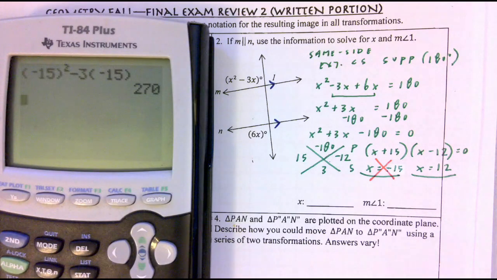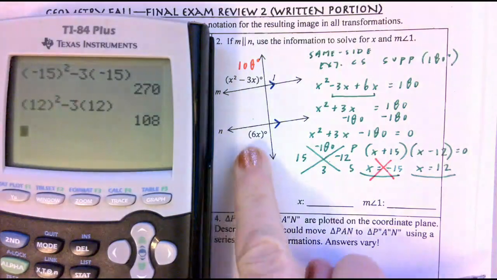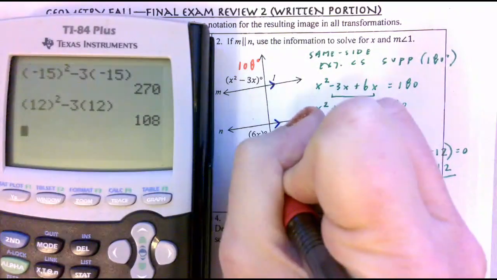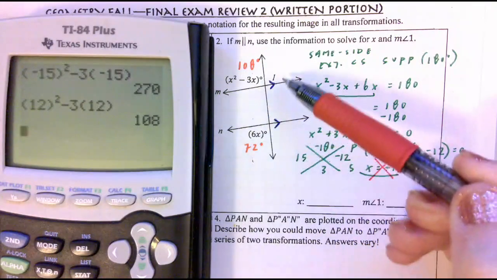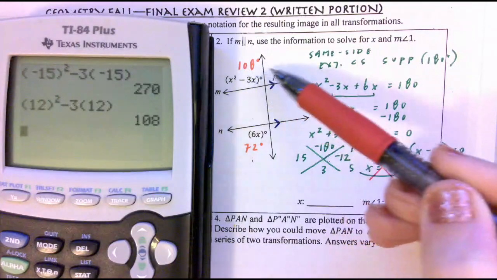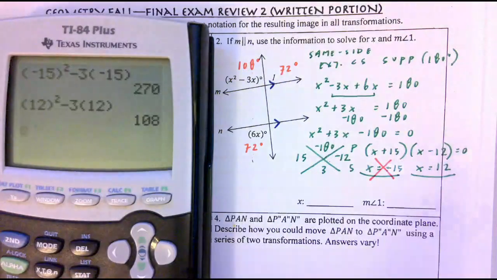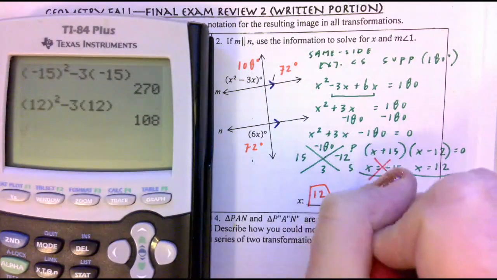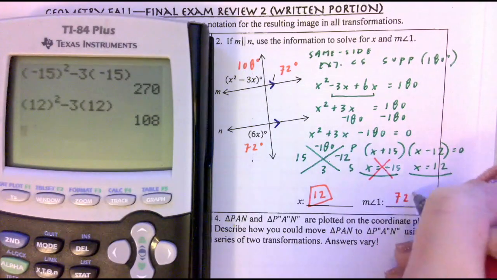So now I try the 12. So I have 12 squared minus 3 times 12. That would give me a measure here of 108. Seems reasonable. And then 6 times 12, we're at 72. So just checking right now to make sure that those are supplementary. They are. That's good. And then the one that I would want right here would be the supplement of 108, so must be a 72 right here. So my solution for x must be that it's 12. It's the only one that works. And then the measure of angle 1 would have to be 72 degrees.